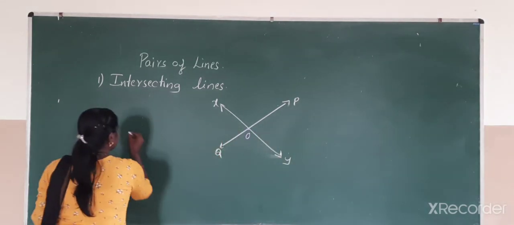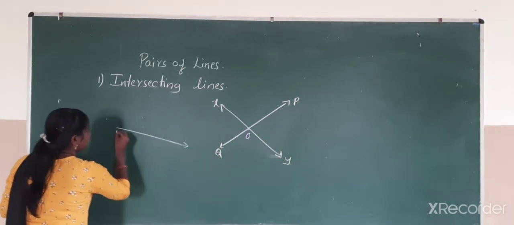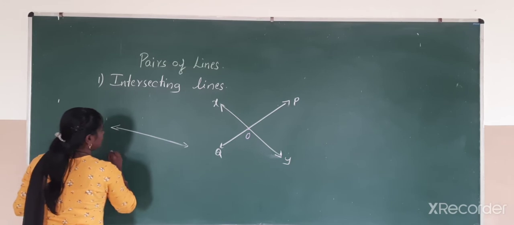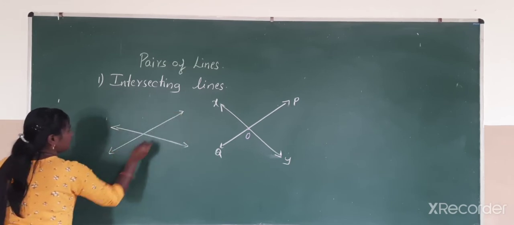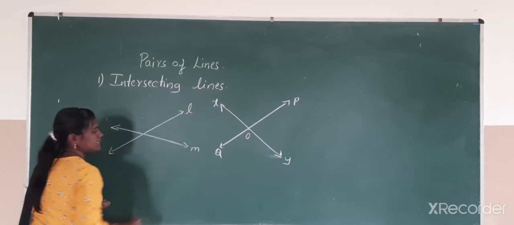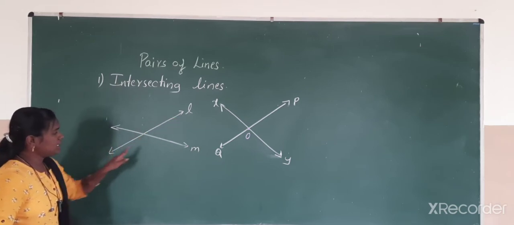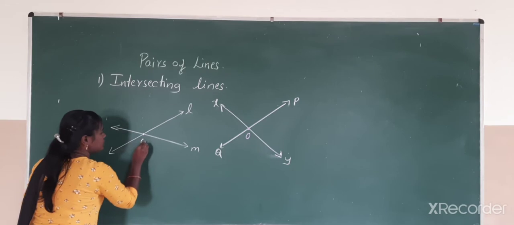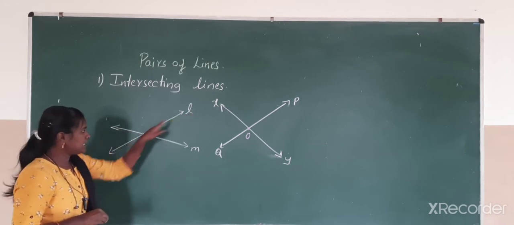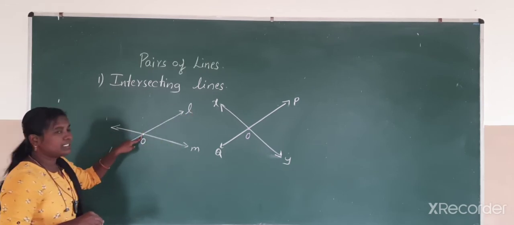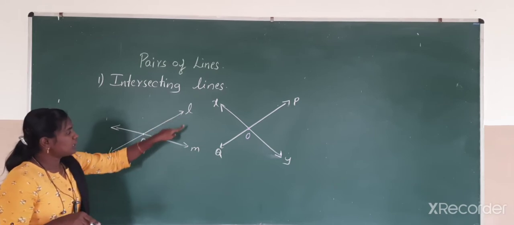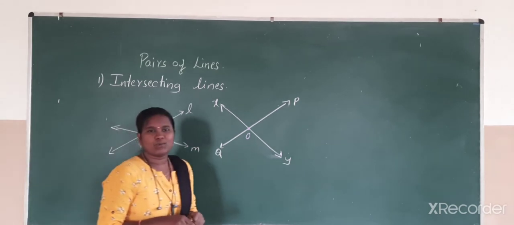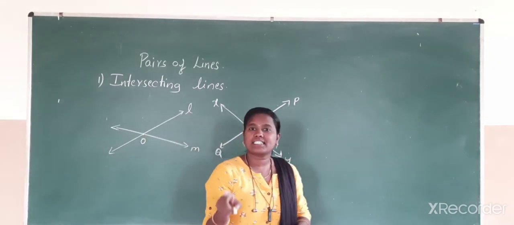Now let's take one more ray diagram. This is L and this is M. The line L and the line M are meeting at point O. Therefore, lines L and M are called what? They are called intersecting lines.